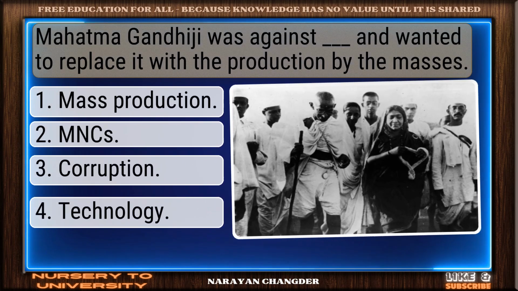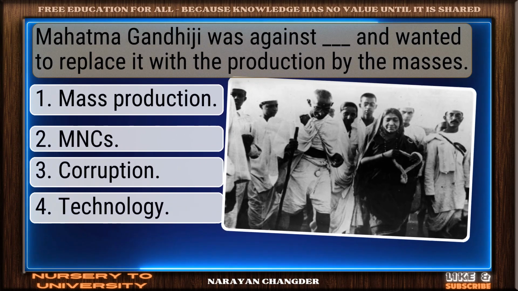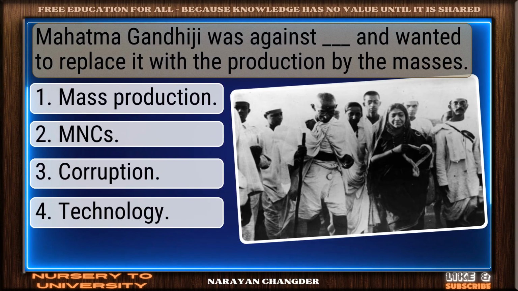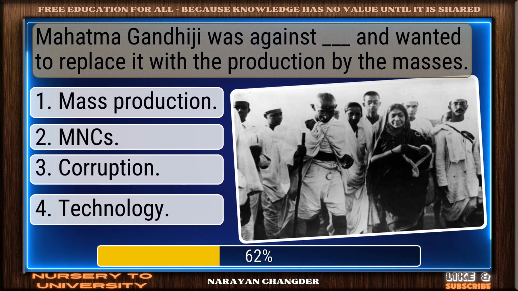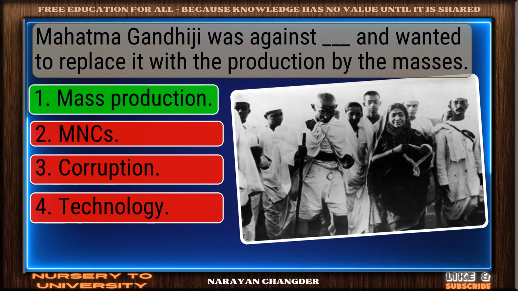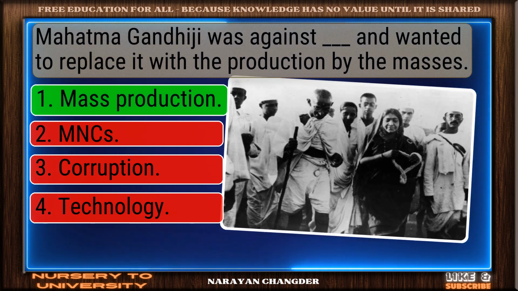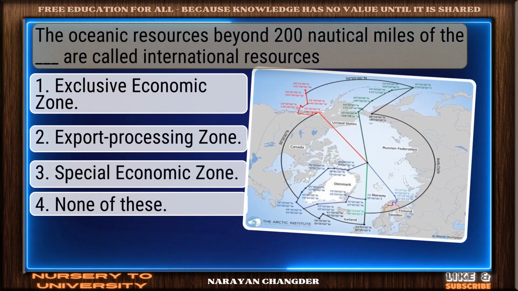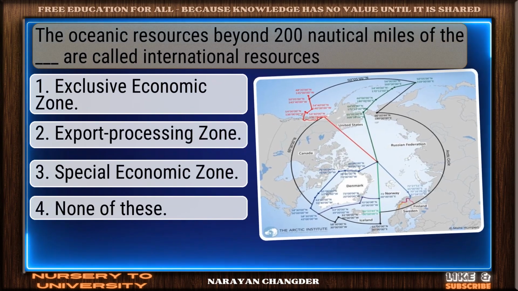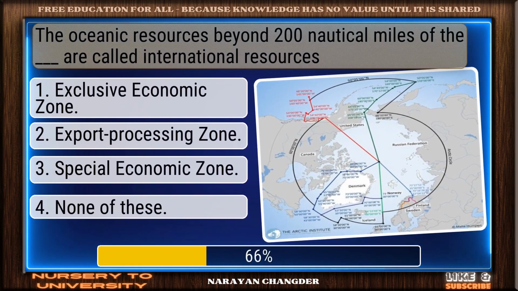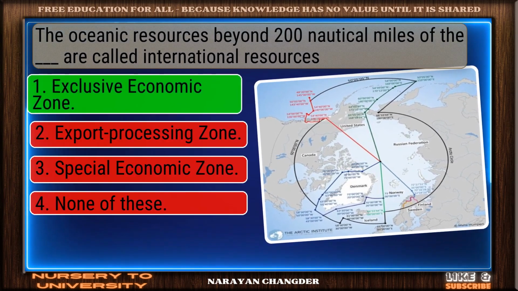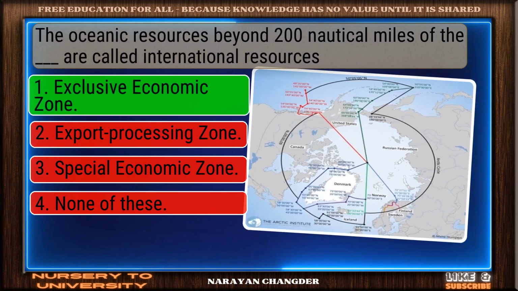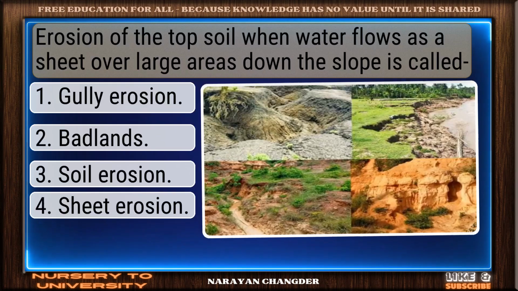Mahatma Gandhiji was against dash and wanted to replace it with the production by the masses. Excellent. Mass production is well reasoned. The oceanic resources beyond 200 nautical miles of the dash are called international resources. Well picked. Exclusive economic zone is correct.